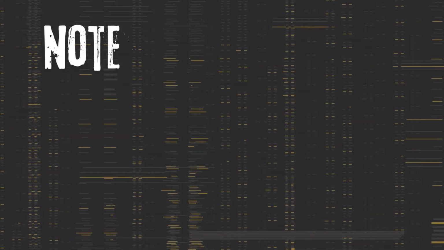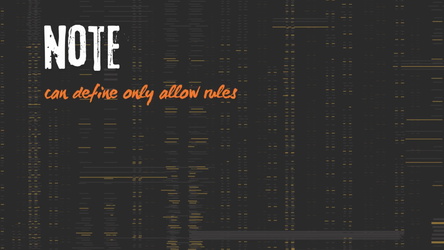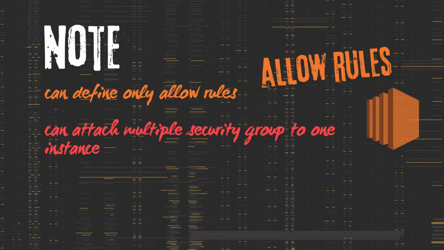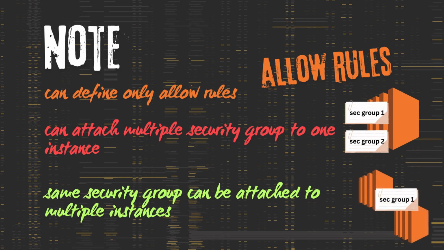Few points to note. 1. We can define allow rules in security groups. 2. We can attach multiple security groups to one EC2 instance. 3. Same security group can be attached to multiple instances.